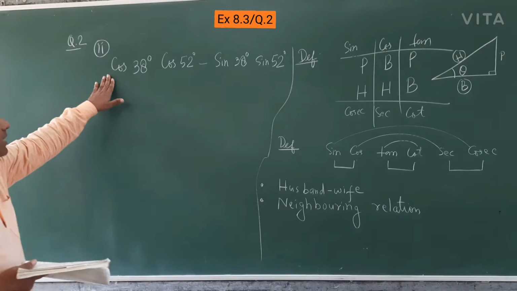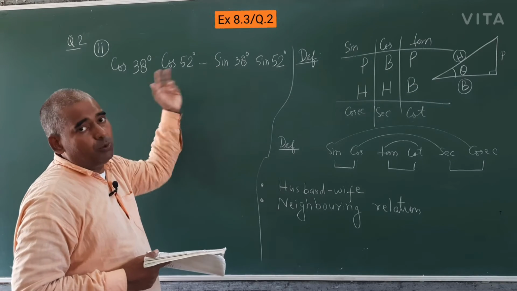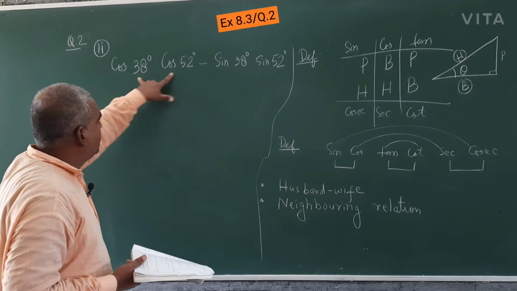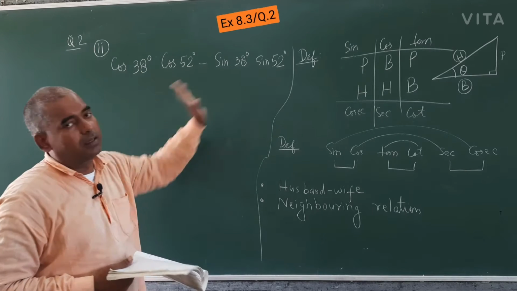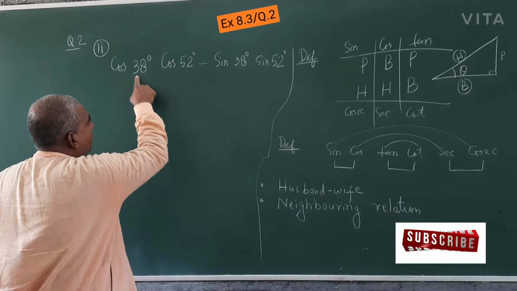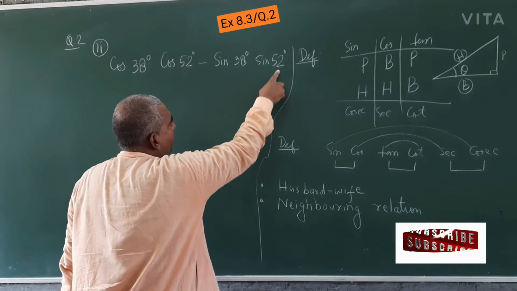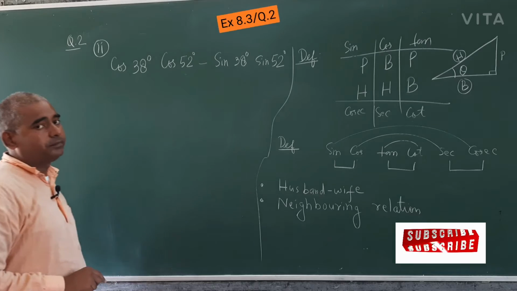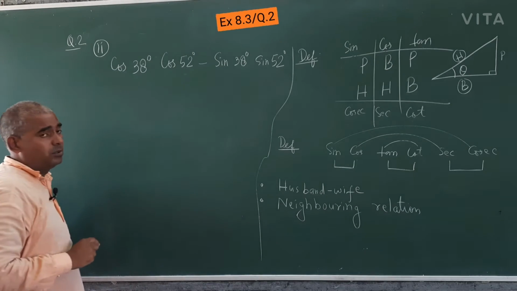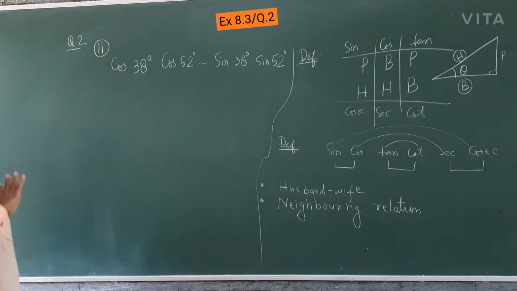0 means there are two terms, this minus this, so both will be equal. That's how you get 0. 38 and 52 are complementary. But this is cos and cos, and this is sin and sin, so on one side it doesn't appear to be equal.